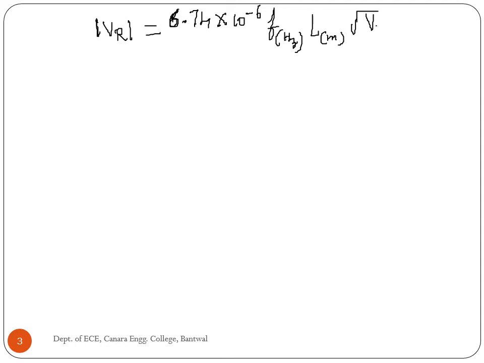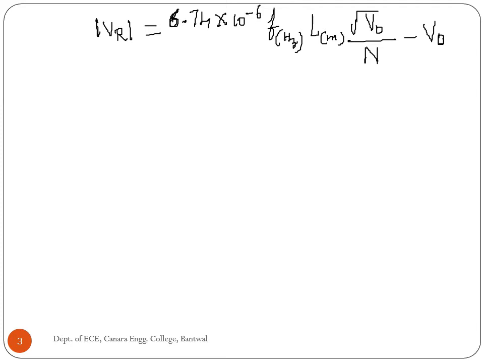Now we have to find out repeller voltage. Repeller voltage notation VR expression: 6.74 into 10 to the power minus 6 multiplied with frequency in hertz, multiplied with repeller space in meter, then multiplied with root of beam voltage value divided by mode N, minus repeller beam voltage, minus V0.